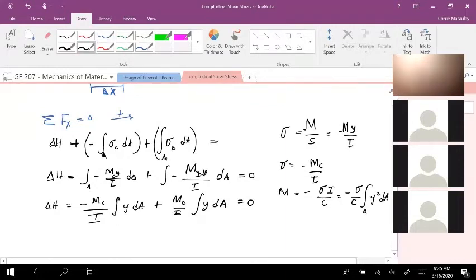Do you remember that? Where our moment of inertia was the second moment of area. Do you remember the term Y squared, the integral of Y squared dA? Anyone? Nobody remember that? When we would derive bending moment, bending stress?